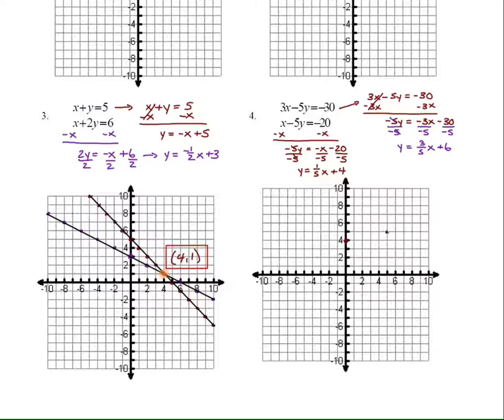So I'm going to graph the first one here in red. So go to positive 4. My slope would be 1/5, up 1, right 5, up 1, right 5. Or down 1, left 5, down 1, left 5. There's my line. Then graph the second one.